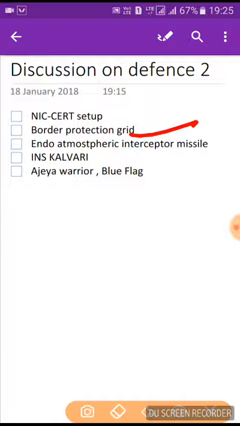This grid setup is for protection along the border with Bangladesh. The establishment of this grid is on the Indo-Bangladesh border states. The system will comprise physical barriers, non-physical barriers, a surveillance system, intelligence agencies, state police, and the BSF, the Border Security Force. All of this together is the Border Protection Grid.